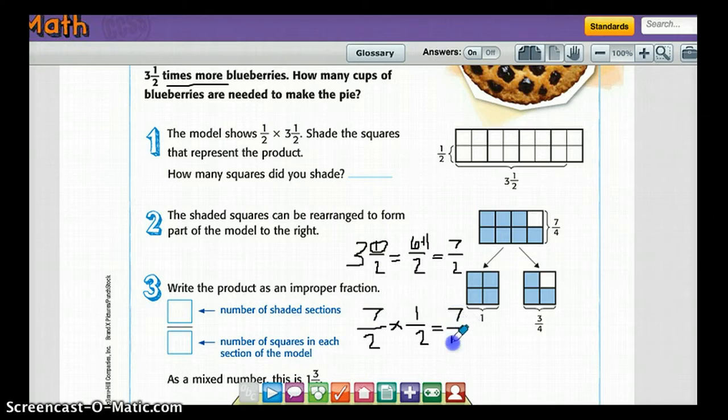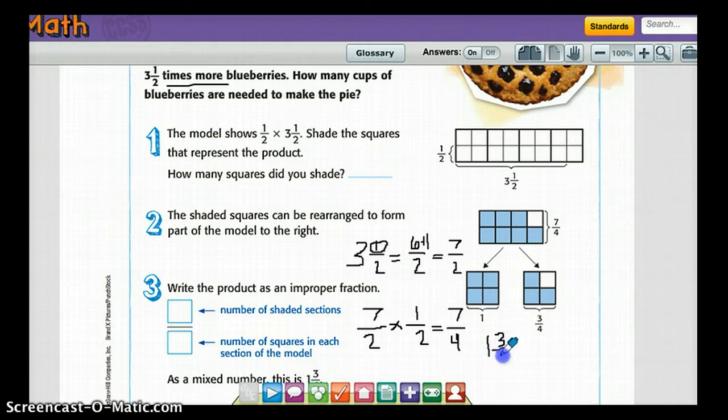And now we need to turn this improper fraction back into a mixed number. So we can think about 7 divided by 4. So 4 goes into 7 once, and then there are 3 left over. So 1 3/4 would be our product.